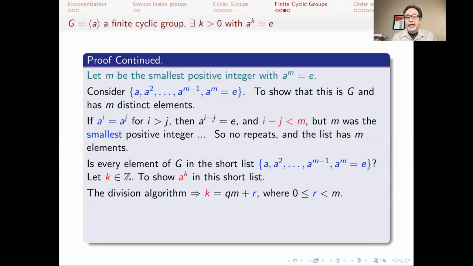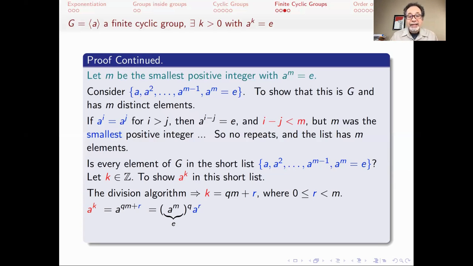Whenever you have k divided by m, you have a quotient and a remainder between 0 and m. This is possible because if the remainder was not in that range, then you didn't quite do the division right, and you could change the q to get there. If you look at a to the k, we now can write it as a to the qm plus r. And using the exponent rules, you can write it as a to the m to the q times a to the r.